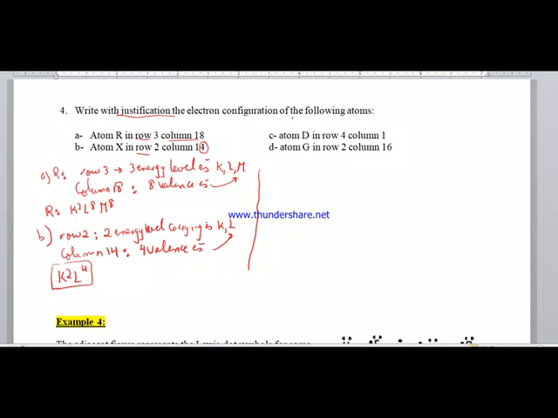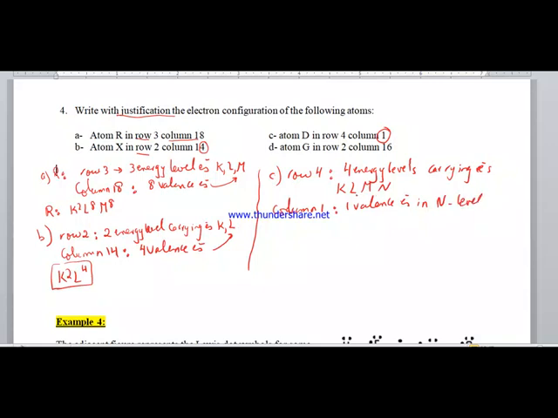For the other element, atom D is on row 4, so there are 4 energy levels carrying electrons, which are K, L, M and N. Column 1 means there is only 1 valence electron in the N level.